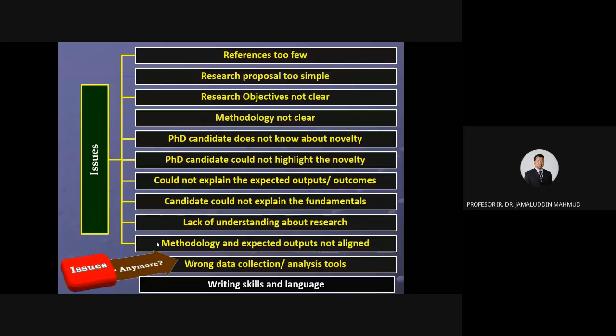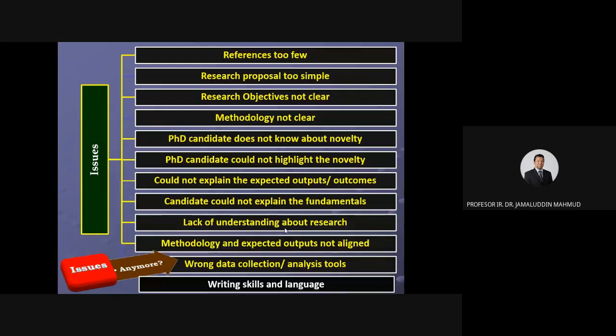In some cases, which is quite critical, the candidate could not explain the fundamentals. For example, if the student wants to use an artificial neural network but could not explain how it works, I think that is quite critical. And then there's a lack of understanding about research; some of them become research assistants, just following whatever the supervisor instructs based on the research grant. This is something critical.